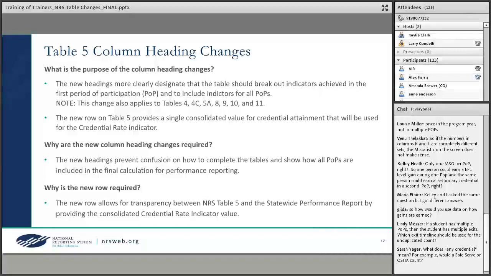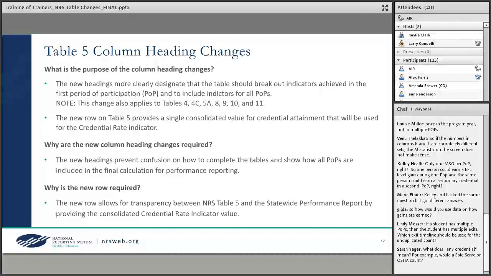What's the other question? What was the next one? Kelly asked, only one MSG per POP, correct? So one person could earn an EFL level gain during one POP, and the same person could earn a secondary credential in a second POP. That's correct, yeah.